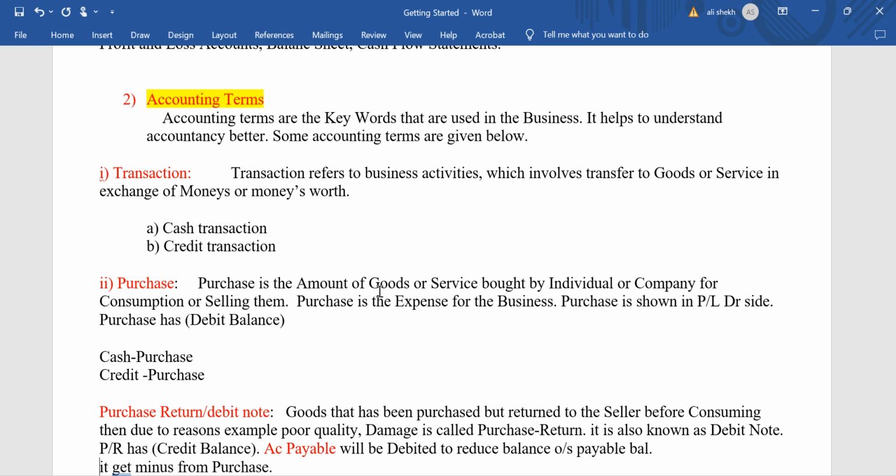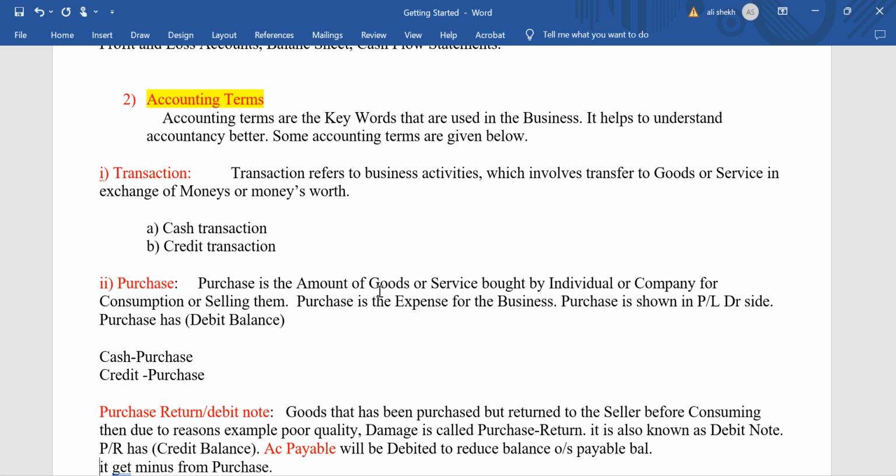Okay, next, purchase. What is purchase? Purchase is the amount of goods or services bought by individuals or companies for consumption or reselling them. Purchase is an expense for the business. Purchase is shown on the profit and loss account debit side, and purchase has a debit balance.